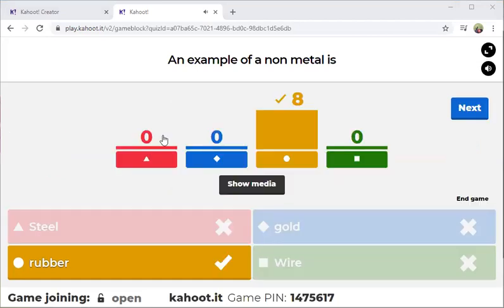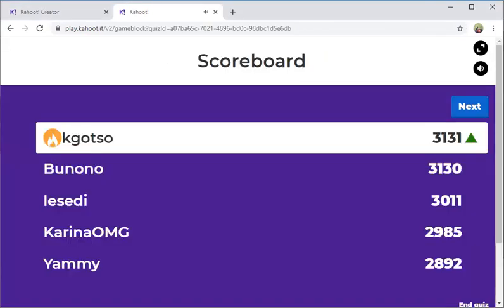All right, beautiful guys. So an example of a non-metal is rubber, and we all got that correct. Well done. Okay, so I see first place Kotso took it, and Bonono is in second place, followed by Lesedi, Karina, and Yami. Next question.